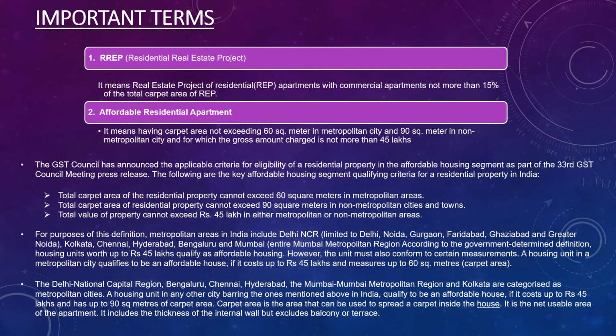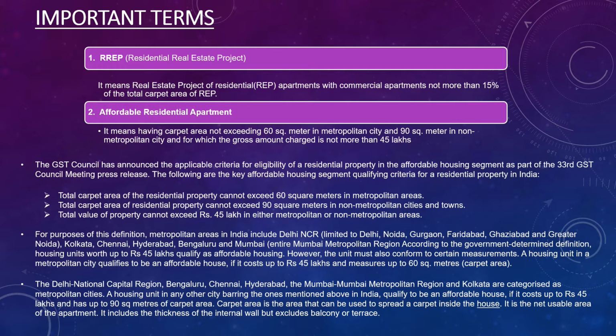So moving on with the few important terms that should be discussed, the first one is residential real estate project. So residential real estate project of residential apartments basically with commercial apartments not more than 15% of the total carpet area of REP. And affordable residential apartment, it means having carpet area not exceeding 60 square meters in metropolitan city and 90 square meters in non-metropolitan city for which the gross amount charged is not more than 45 lakhs.